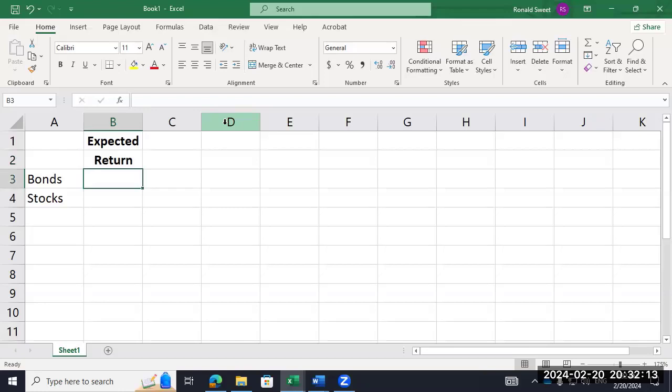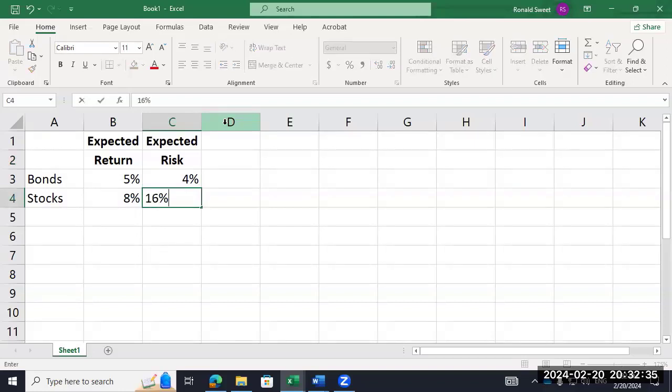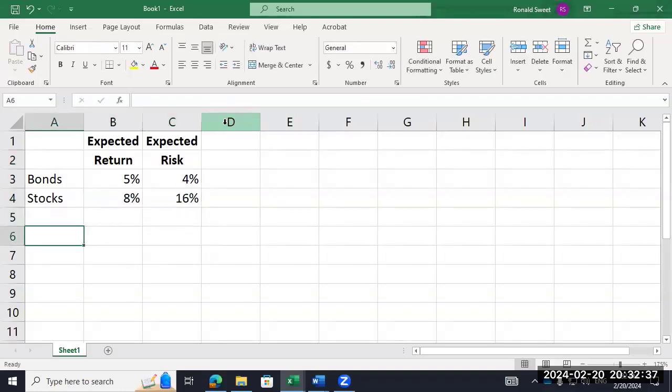So let's say bonds are expected to make 5% and stocks make 8%. Then we have expected risk, which is another word for risk. If expected return is the mean, expected risk is what? The standard deviation, again, the historical number. Let's say bonds is 4% and stocks is 16%. I don't know if I like that number or not. So let's do some combinations.